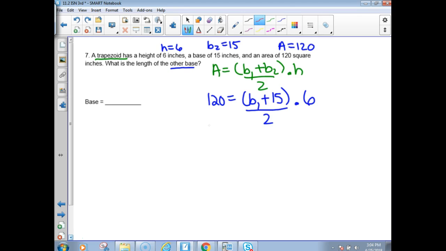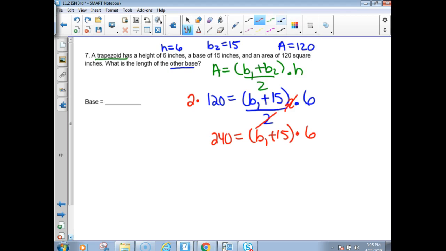I would probably write this in color because it's not part of what we filled in on the formula, but I don't want to write too much. So I'm multiplying by 2. Okay, so I'm crossing out the 2's here. I could have put it out there, but I wanted it close here so I could show you crossing it out. 2 times 120 would be 240. Now I have B1 plus 15 in parentheses times 6.